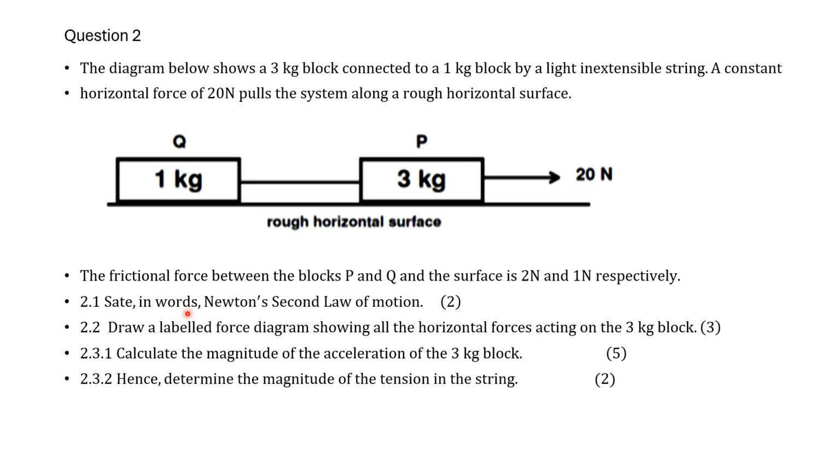Number 1, state in words Newton's second law of motion. So normally the definition that we ask will be related to the problem that we're solving. 2.2, draw a labeled force diagram showing all forces acting on the 3 kg block. Calculate the magnitude of the acceleration. So Newton's second law and acceleration are directly related. And then hence determine the magnitude of the tension in the string. We want the tension of the string between the 1 kg and the 3 kg, pardon.